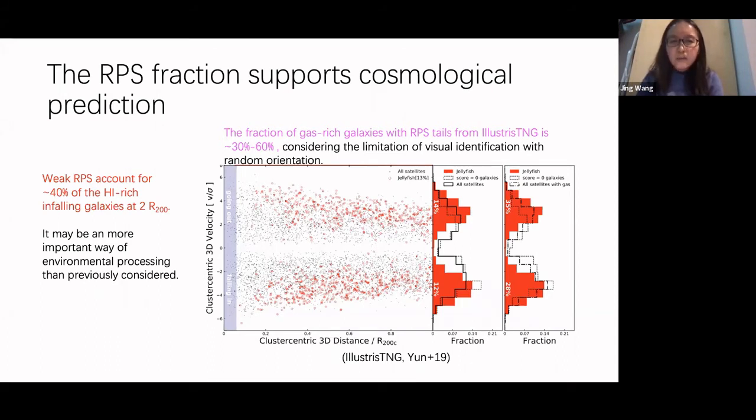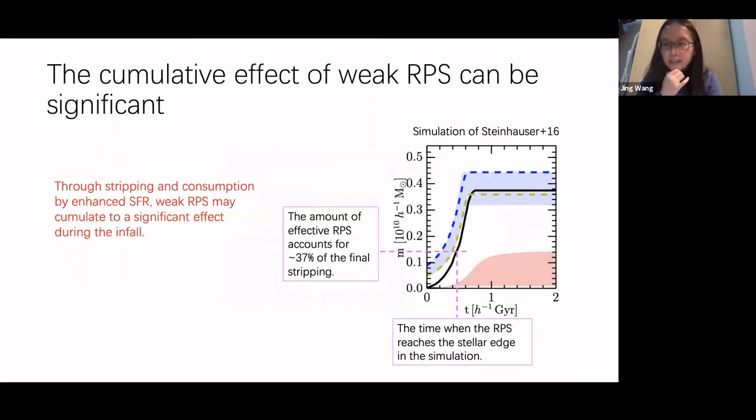And then whether these weak ram pressure stripping effects are significant, whether we should care about them. The simulations suggested that indeed, at the time when the ram pressure reaches the stellar edge in the simulation, the amount of the effective ram pressure stripping accounts for around 40% of the final stripping. So the effect is indeed, at least, not something that can be ignored.